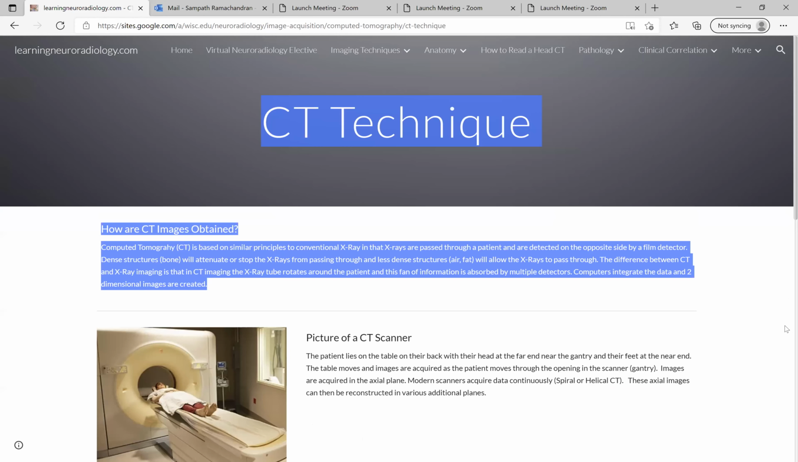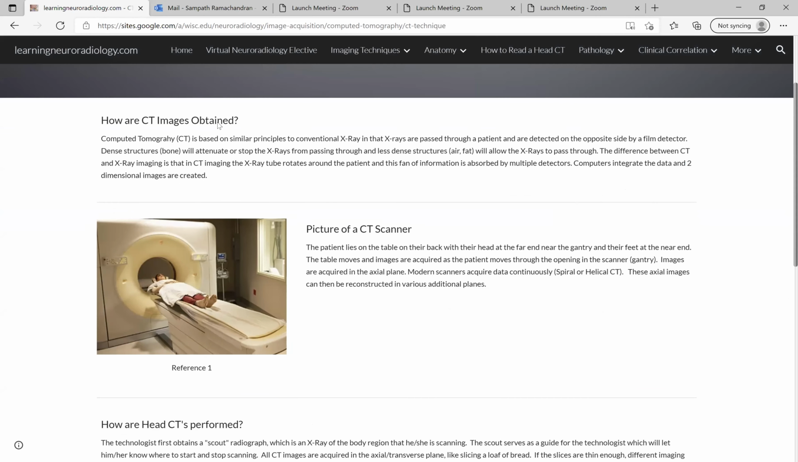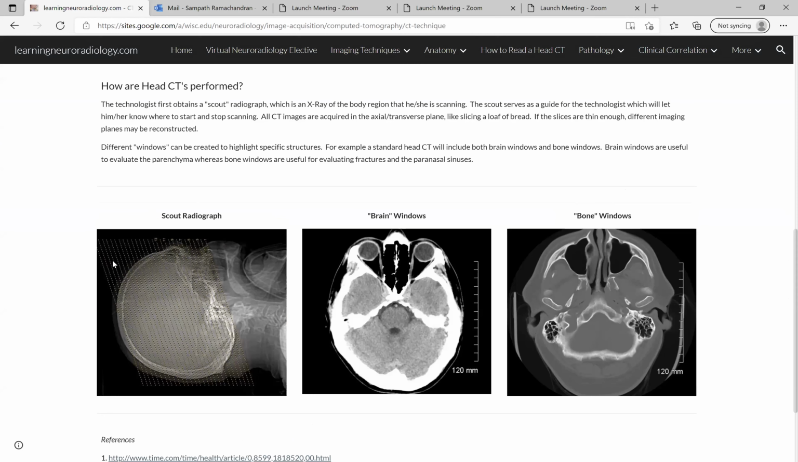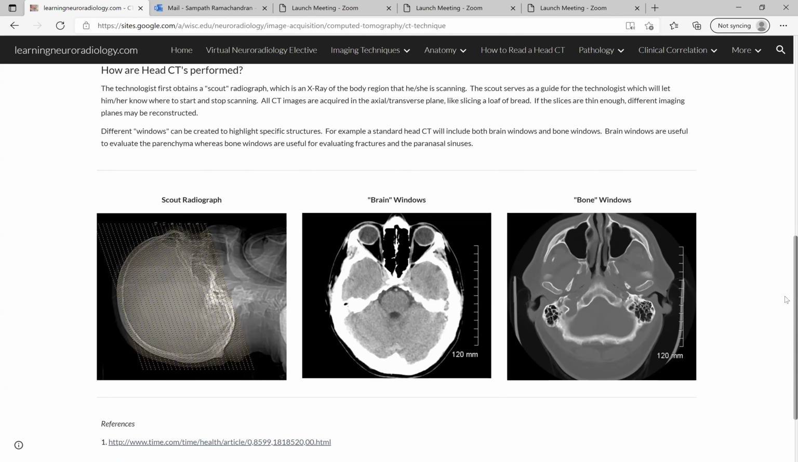When a CT is performed, it is sliced, typically in the axial plane. As you can see, it's sliced in the axial plane through the head, and then it's presented to us in this type of image. We can see it either in brain window, which is what we see here, or in bone window, which shows us all the calvarial structures and gives a better understanding of how the bone looks.